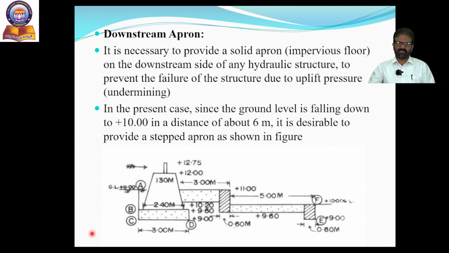Hence, it is desirable to provide a stepped apron as shown in the figure. See here, this is a solid masonry wall, that is a weir wall. On the downstream side of the weir wall, we are going to provide the solid apron like this, a stepped apron. The reason is the existing ground level near the structure is 11 meters, and from the structure downstream for a distance of 6 meters, the ground level is 10 meters. That means there is a drastic difference in ground level elevation by 1 meter over a distance of only 6 meters. That's why it is better to provide the stepped apron.